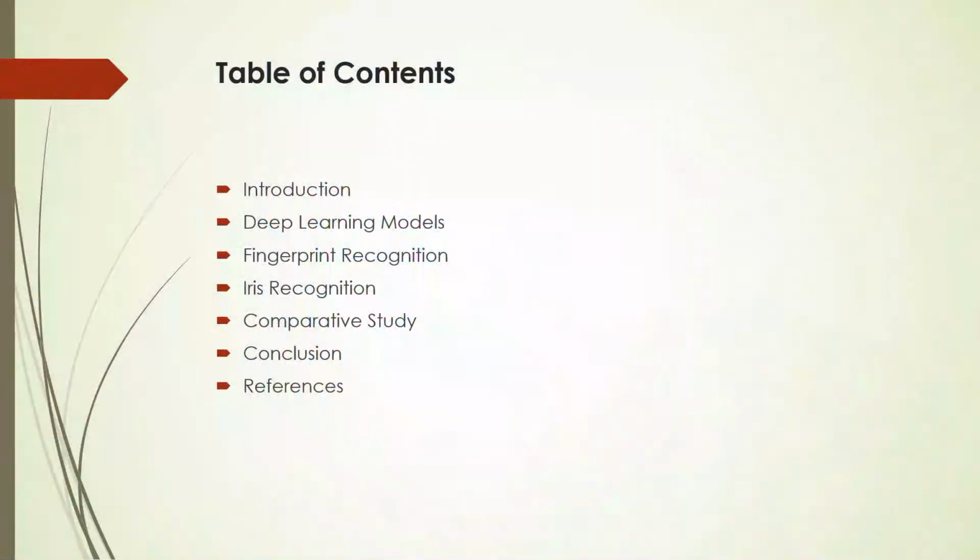I am Reena Garg and I am going to give my presentation on this topic: review and comparative study of CNN and transformers for fingerprint recognition and iris recognition. This is going to be the outline of my presentation, including introduction and so on.